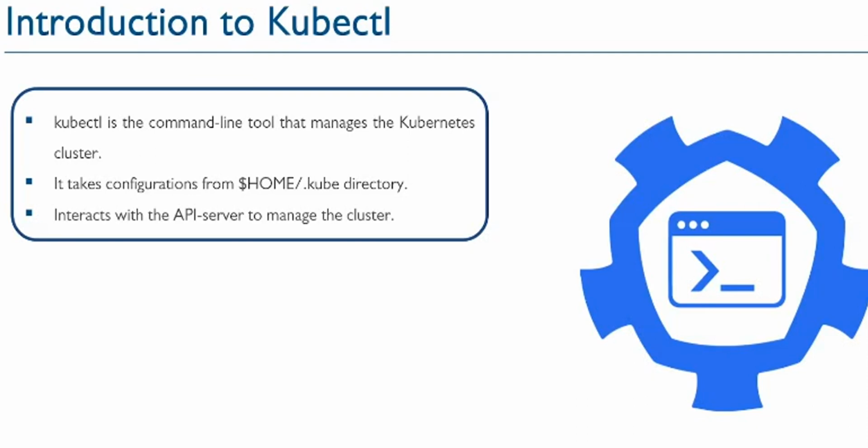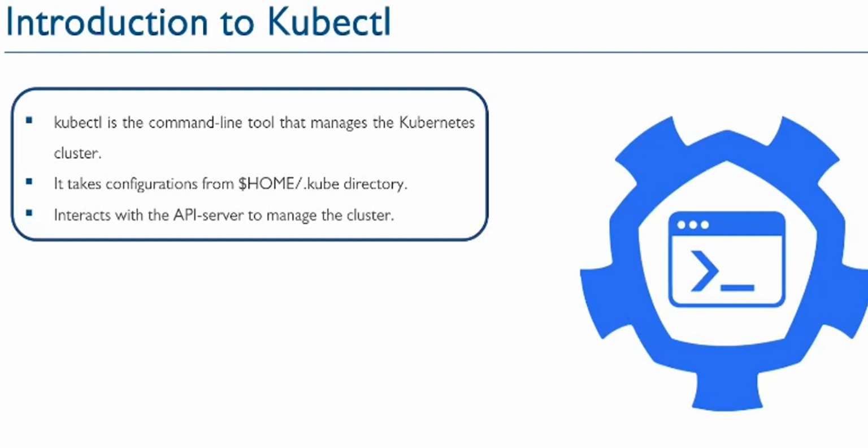Same thing in Kubernetes. I also need to talk to my Kubernetes cluster here. And for talking to my Kubernetes cluster, for managing my Kubernetes cluster, I require a command line tool. That command line tool in Kubernetes is called kubectl. That is the command line interface to interact with the cluster. It takes all its configuration from its .kube directory. We will see this directory .kube today, from where it is taking all the configurations.